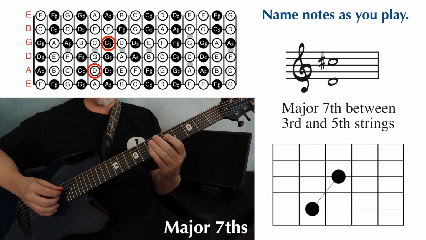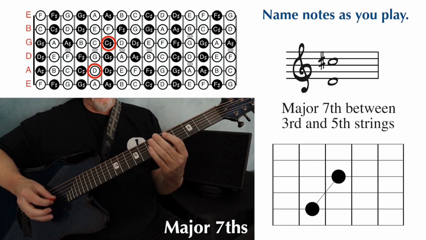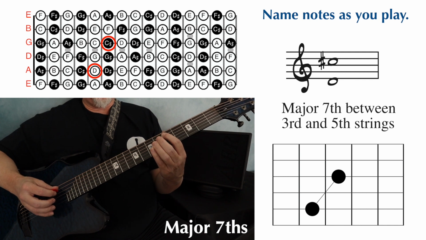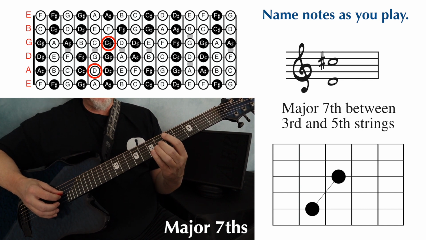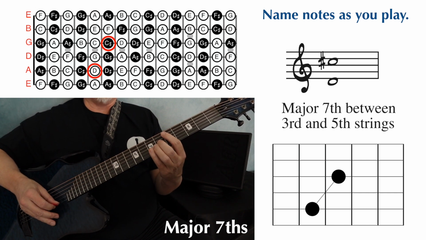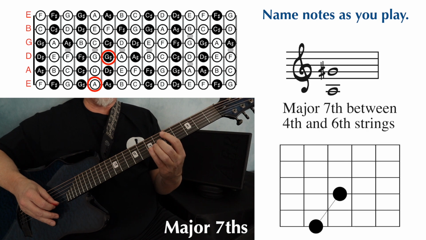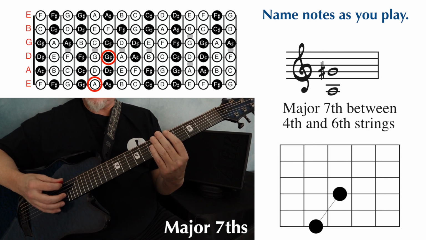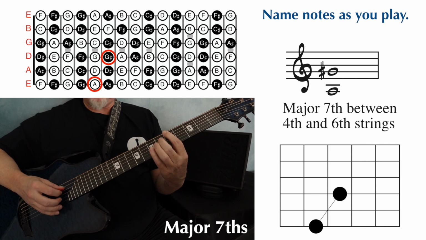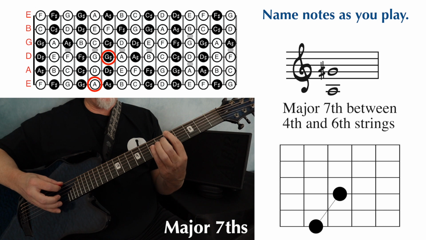Major seventh between the 3rd and 5th strings is 1 fret away. So here's a D on string 5. C sharp is a major seventh above that D, just 1 fret distance. And a major seventh between strings 4 and 6 is also 1 fret's distance. So here's a low A. G sharp is a major seventh higher than A, 1 fret away.